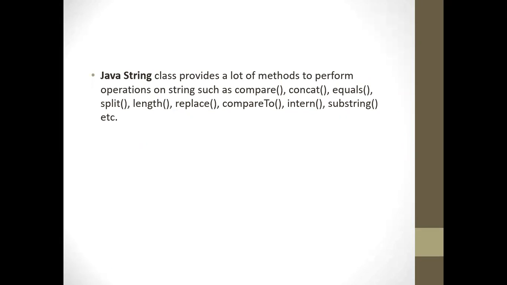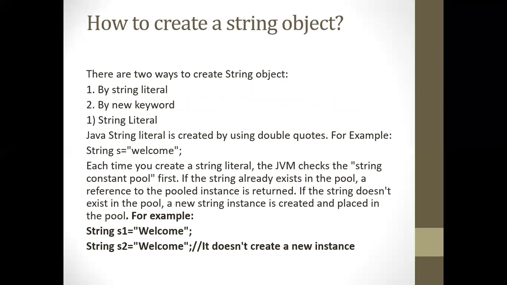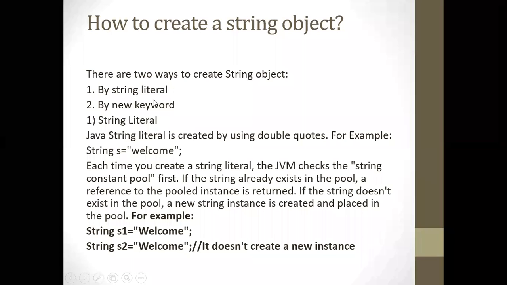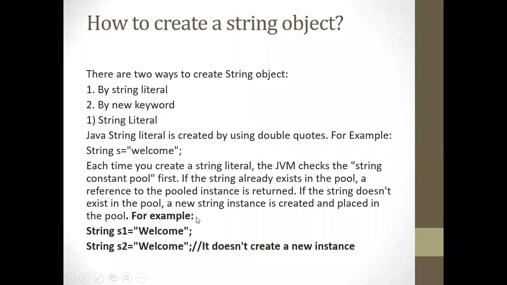Again, Java string provides a lot of methods to us, like we have seen in the previous languages also. We have compare, concat, equals, split, length, replace, and all. There are so many methods available to us in the string class. Now there are two things we need to understand: how we can create a string object. There are two ways: by using the string literal and by using the new keyword. I will first inform you about all the theory portion regarding this string, and after that I will implement all those programs on my system also.